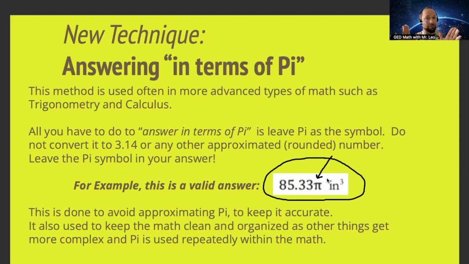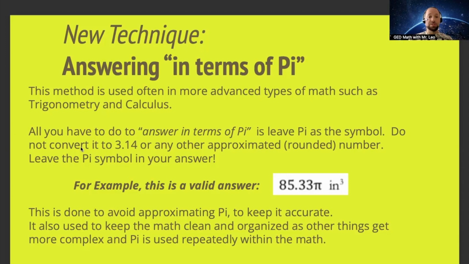The answer is not 85. It's 85 times pi. It's going to be at least 3 times bigger, right? Because pi is a little more than 3. The reason for this is done to avoid approximating pi to keep it accurate. Every time that we use 3.14, we're actually rounding off the number. We're losing some information. If you just keep the pi symbol there, you stay completely accurate.